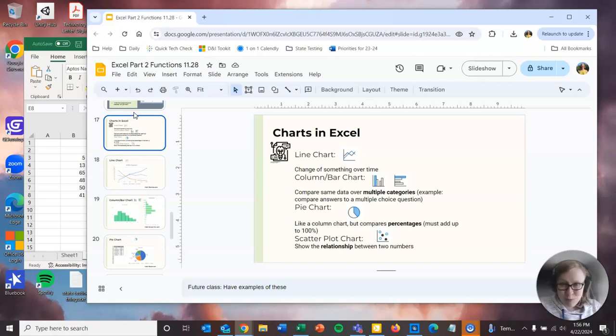All right, pie chart. People love pie charts, but people misuse them. They're like a column chart, but they have to compare percentages, and it must add up to 100%.